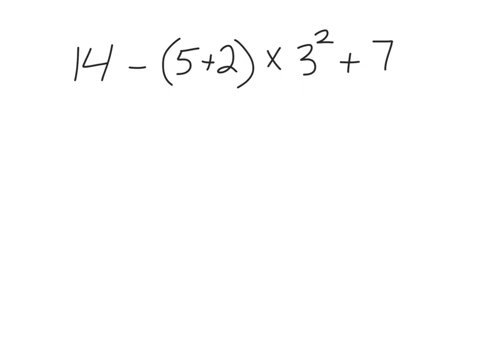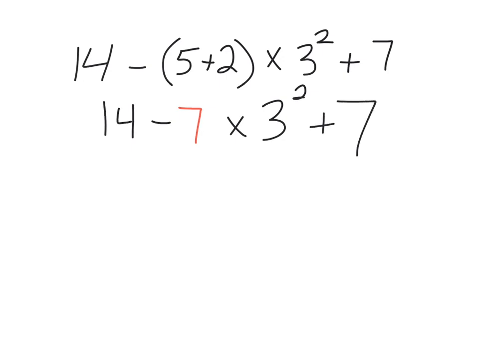So step 1 says to solve any parentheses. So any operation that we have inside of parentheses, and I do see 5 plus 2 in parentheses there, so I'm going to solve that. So we know that 5 plus 2 would give us 7. So I'm going to go ahead and rewrite what I'm left with then. So that means I'm left with 14 minus now 7. And then I'm going to write the rest of what's up there. So times 3 squared plus 7.